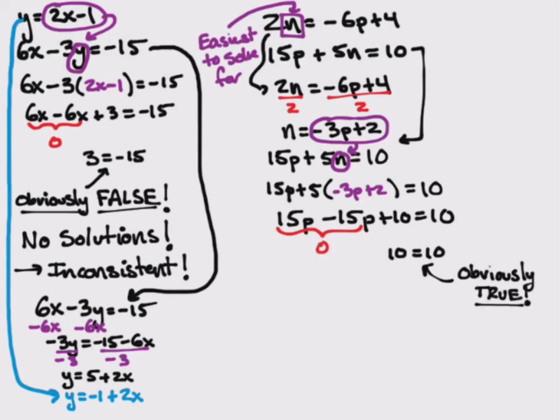So in the second example, when we solved by substitution, we got an obviously true statement, 10 equals 10. Now what does that mean for our system of equations? Whenever we're solving a system of equations and obtain an obviously true statement, like 10 equals 10, it means that the two equations we were working with originally are actually the same equation. Let's go ahead and solve that second one for n as well.